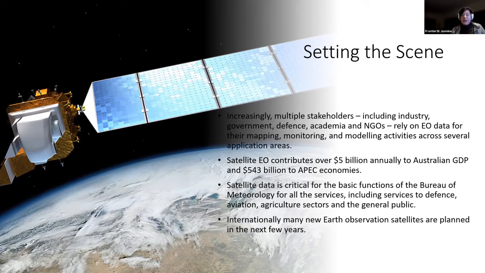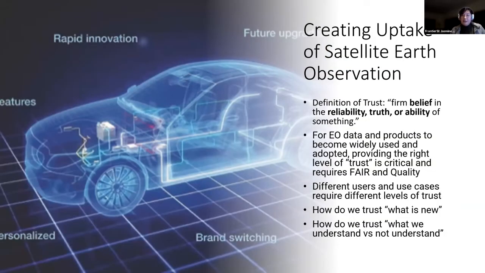So how do we really create trust in this data? I was thinking about this concept a while ago and likened it to how we trust our car. We know that when we get in the car, it's going to work and we'll be able to drive places. But how do we know that this satellite imagery will lead us to the right destination? For Earth observation data to become widely used and adopted, providing the right level of trust is critical.